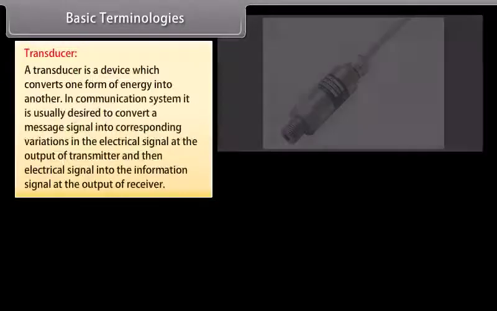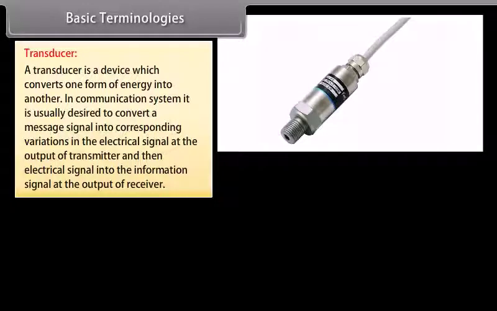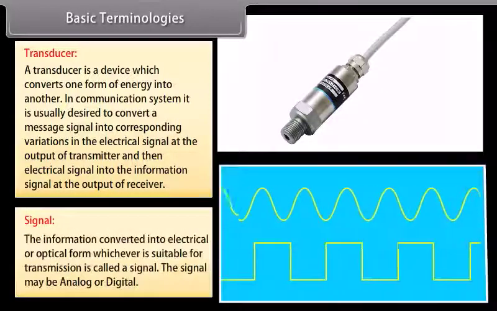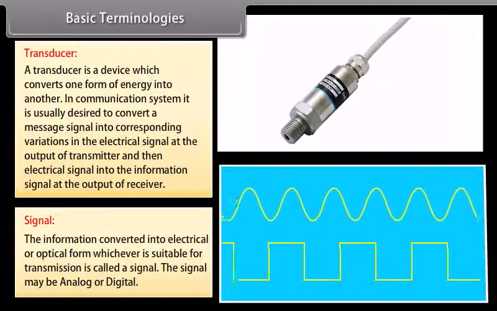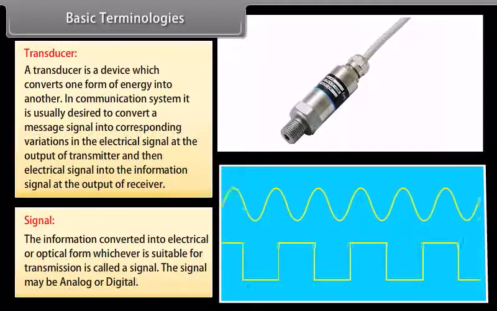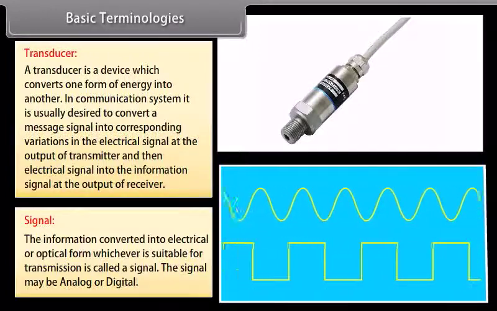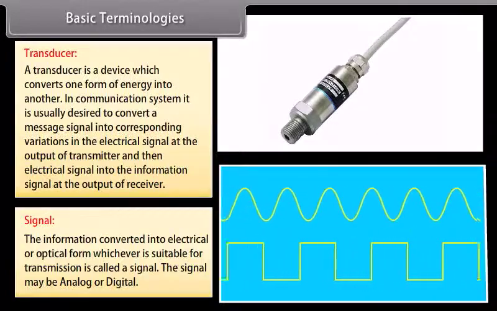Basic terminologies. Transducer. A transducer is a device which converts one form of energy into another. In communication system, it is usually desired to convert a message signal into corresponding variations in the electrical signal at the output of transmitter, and then electrical signal into the information signal at the output of receiver. Signal. The information converted into electrical or optical form, whichever is suitable for transmission, is called a signal. The signal may be analog or digital.